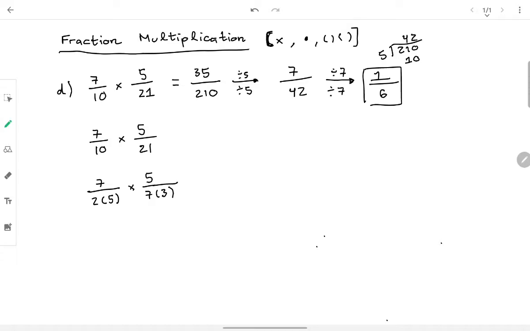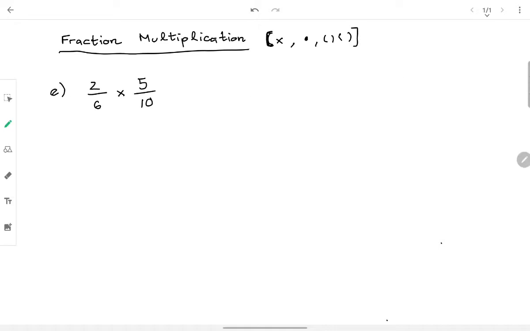Then we can eliminate 7 with 7, 5 with 5. In the top part, we eliminate everything, so we have a 1. And in the bottom part, 2 times 3, it's 6. And we will have the same answer as in the other process. So it's your decision. You can multiply first and then make the simplification, or you can simplify first and then do the multiplication. Let's see some other examples.